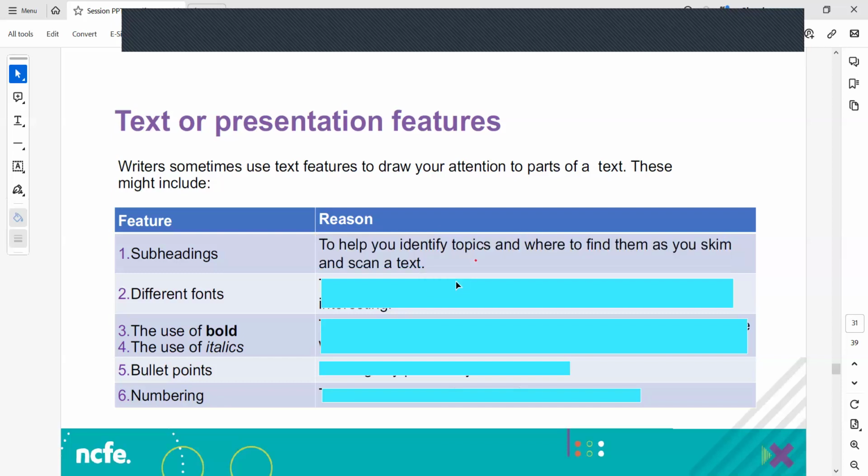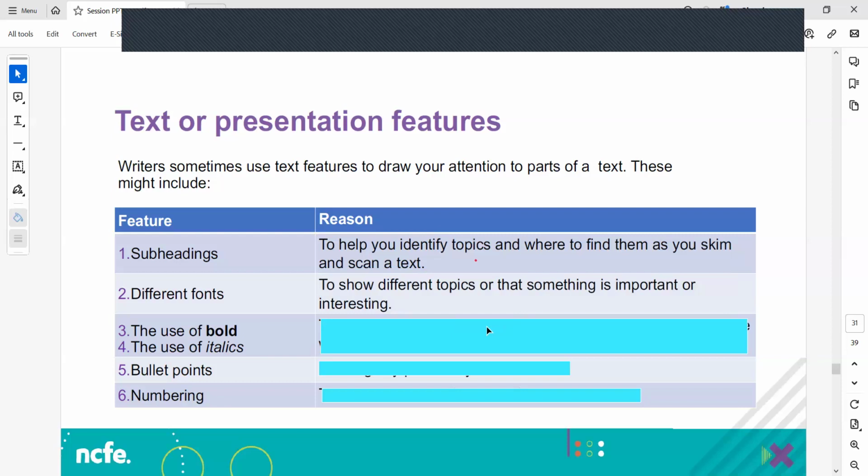So subheadings help you to identify topics, where to find them as you skim and scan a text. If you're looking for specific information, you can read the subheadings and find it quickly. Different fonts show different topics, or that something is important or interesting. Often seen in magazine articles, in leaflets, in advertising.